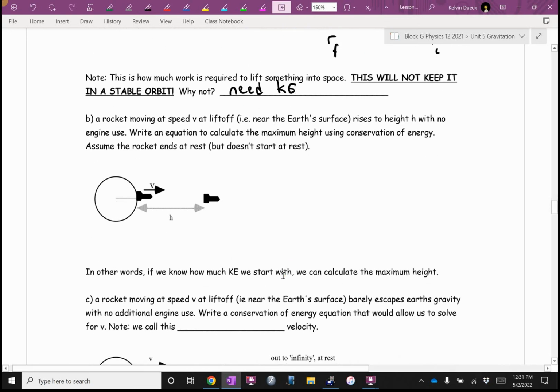A rocket moving at speed v at liftoff near the Earth's surface rises to a height h with no engine use. So I guess they fire their rockets in a mighty burst to hit full speed instantly, and then they coast. We'll ignore air resistance. Write an equation to calculate the maximum height using conservation of energy. Assume the rocket ends at rest.